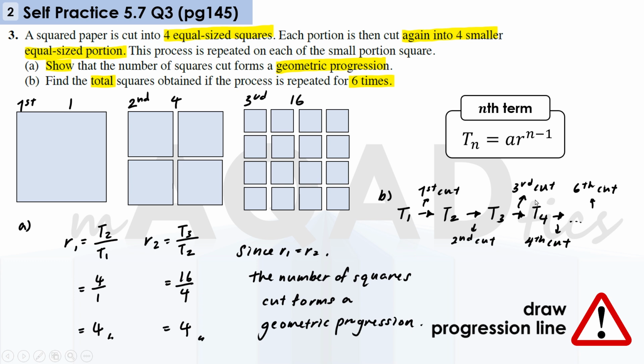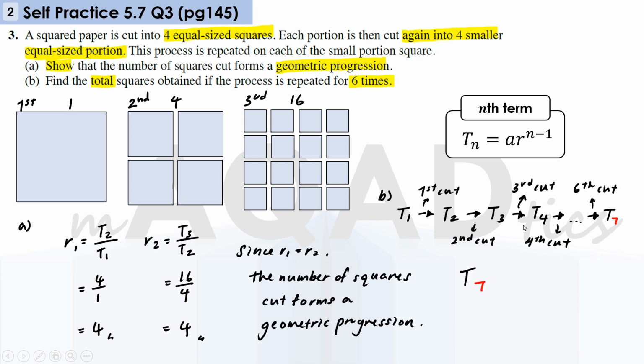Here you can actually look at the pattern. Let's say this is the 3rd cut, or 3. We get the 4th term, which is 4. So 3 plus 1, 4. So here will be 6 plus 1, 7. T7. So we need to find the 7th term. So for A we substitute 1, and for R we substitute 4. From here, the 7 I substitute here, then we will get the answer, which is 4096.